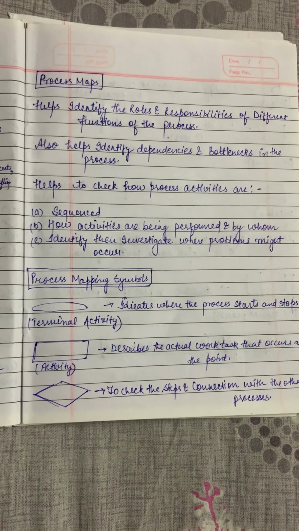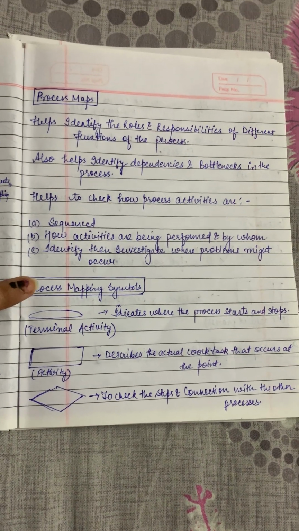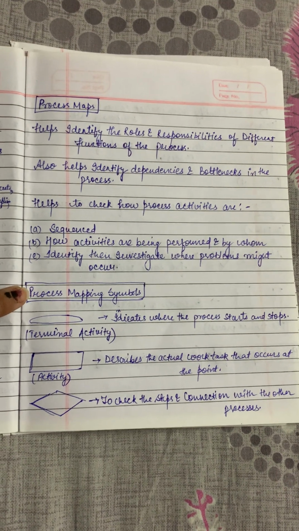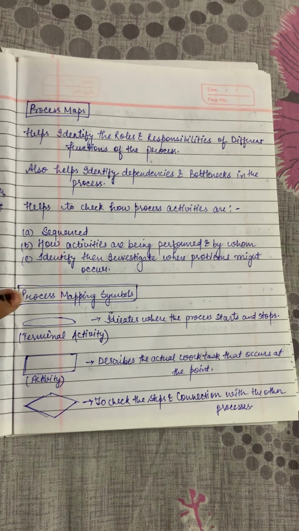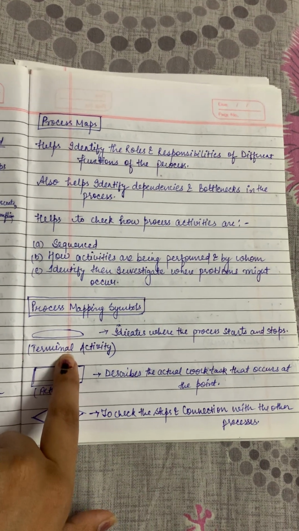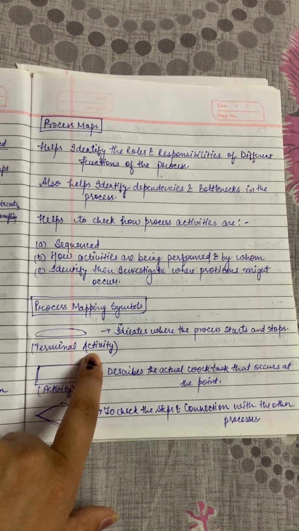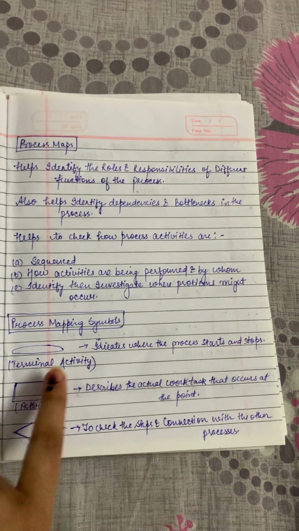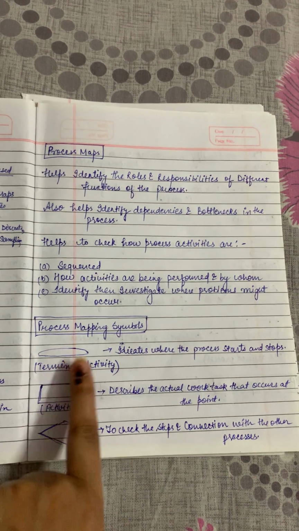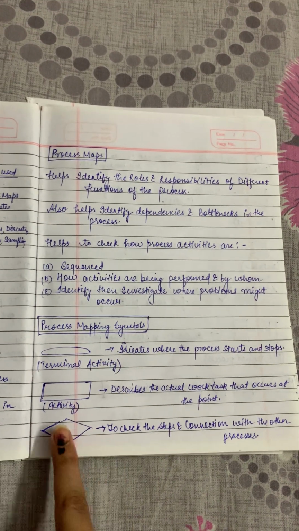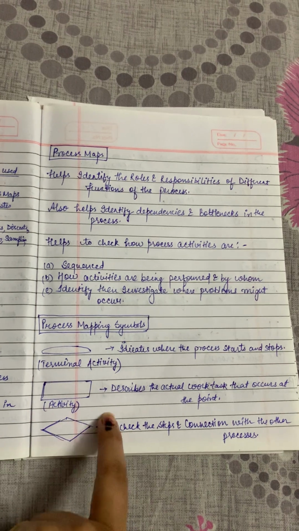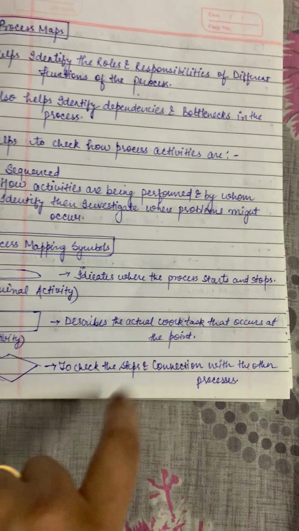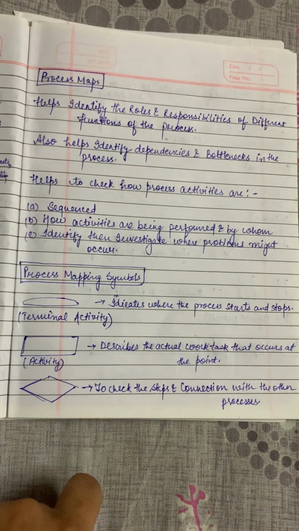We are going to discuss process mapping symbols, which represent the actual processes taking place and how they should be. If you are talking about this first one, this is called a terminal activity, and it looks like this. It indicates where the process starts and stops. The second one is activity, which is in a rectangle shape and describes the actual work task that occurs at that point, whatever is happening in a process.